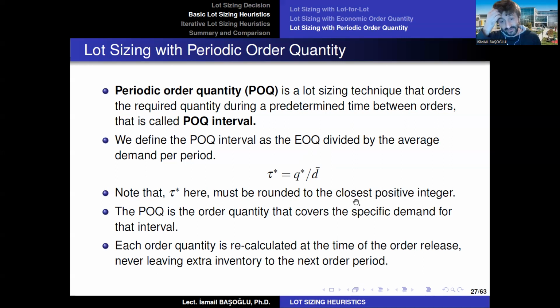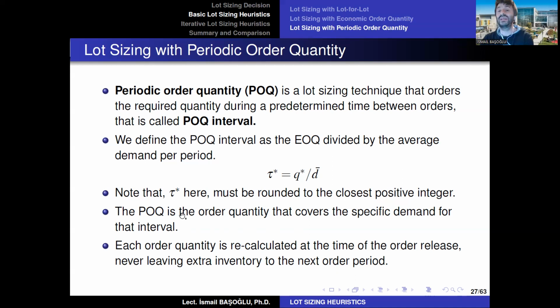I say closest positive integer because depending on the nature of your problem, this tau star value can be somewhere between 0 and 1. And if it is close to 0, that does not mean that the periodic order quantity interval should be 0. So please do not forget, if you get a rational number in the end of this calculation, you round it to the closest positive integer. Now, the order quantity that we are going to calculate is going to cover the net requirement of the next tau star periods, where tau star is an integer now.